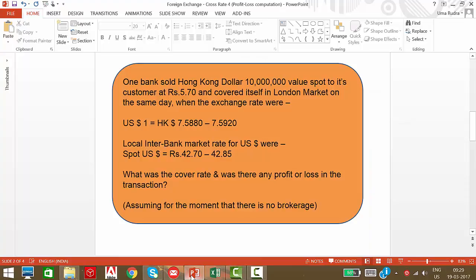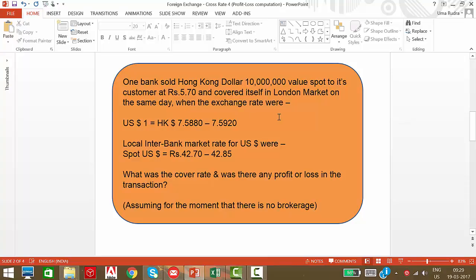One bank sold Hong Kong dollar 10 million value. They sold 10 million Hong Kong dollar spot to their customer at INR 5.70. Rupees 5.70 is equivalent to 1 Hong Kong dollar. So at that rate they sold 10 million Hong Kong dollar, and then immediately they covered itself in London market on the same day, meaning immediately through London market they have bought back the Hong Kong dollar.